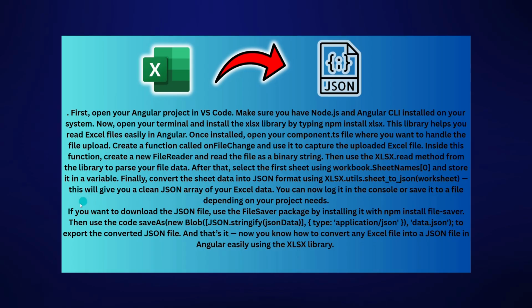If you want to download the JSON file, install the FileSaver package by typing npm install file-saver. Then, use the code saveAs(new Blob([JSON.stringify(jsonData)], {type: 'application/json'}), 'data.json') to export the converted JSON file.